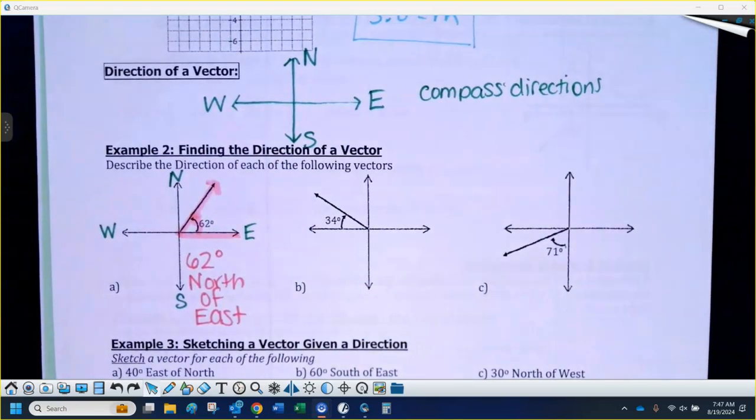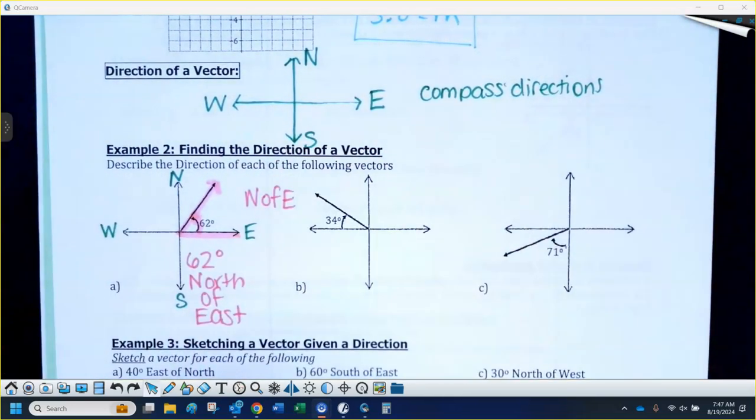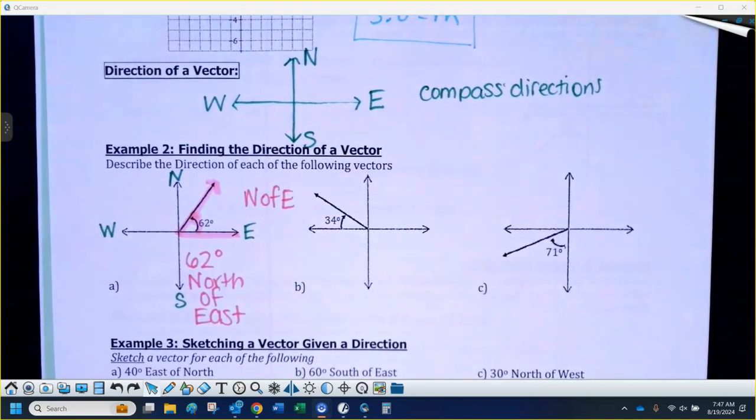So wherever you're starting the angle, you then move toward the vector. If I'm going up, it's north. If I'm going down, it's south. We'll do another example on a different axis in a second, but I'm going north of that east side of the compass, and so that's how we describe it: north of east. If you want to write N of E, it's not northeast, it's north of east.